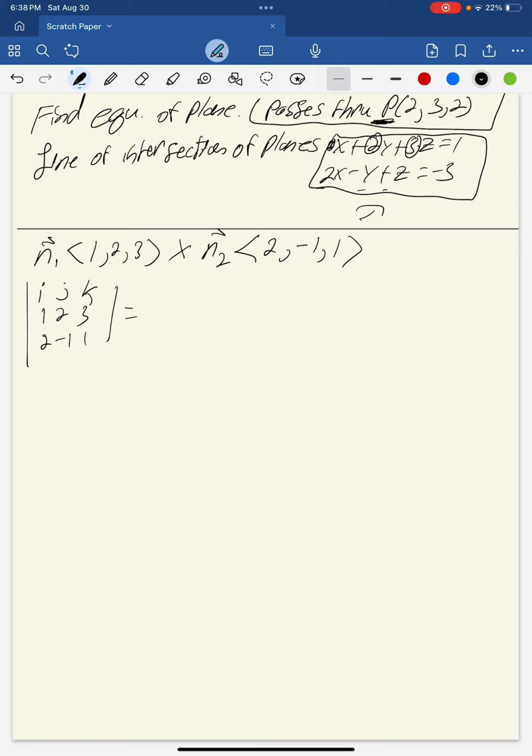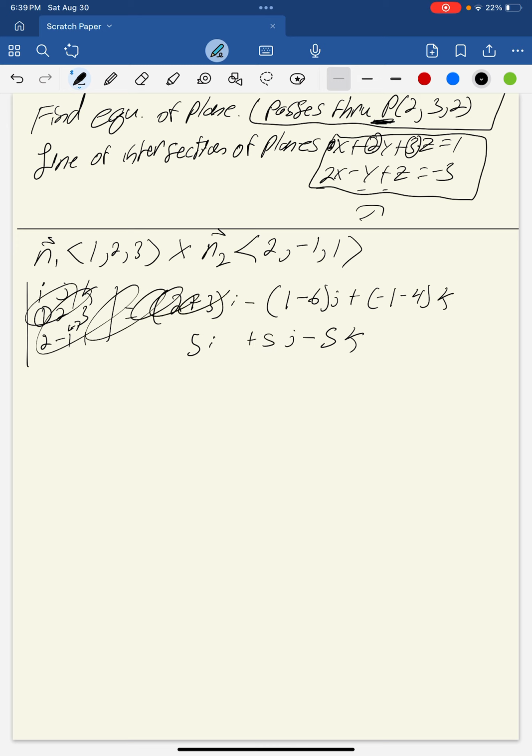So we start with i, cover up the i row. So we have 2 plus 3, which comes from subtracting this -3 right here. And then for j, always subtract j, cover up the j row, 1 minus 6, j hat. And then k is just the vice versa of i, so starting with this one, we have -1 minus 4k. And then we just need to simplify this, minus -5j minus 5k, which this is just +5.